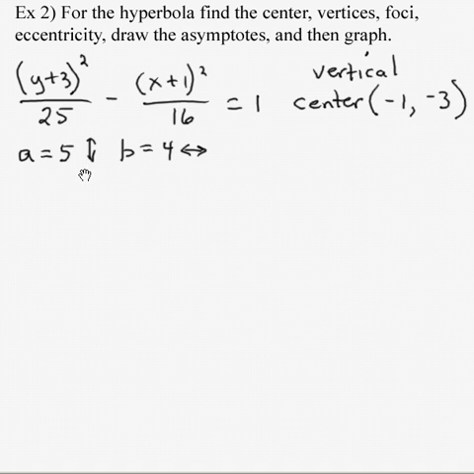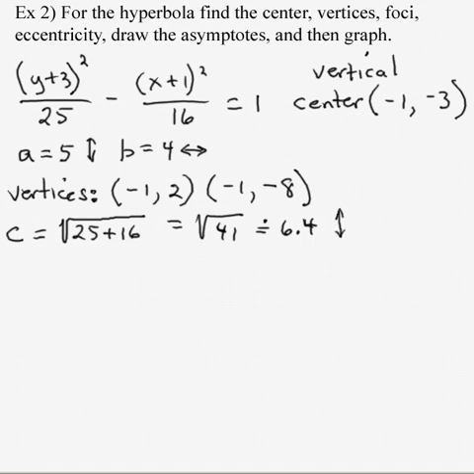Only 2 of these points are going to give me the vertices here. And those are the 2 points that we find by going up and down, since my hyperbola is going to go up and down. So if we go up and down 5 from the center, add 5 to negative 3 is 2. Subtract 5 from negative 3 is negative 8. Those are the 2 vertices.